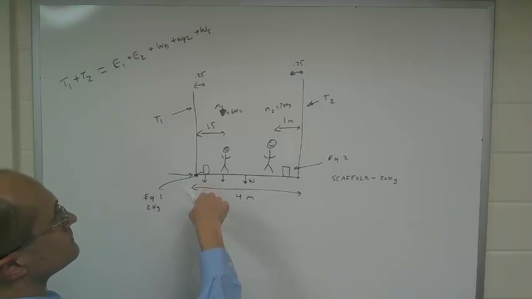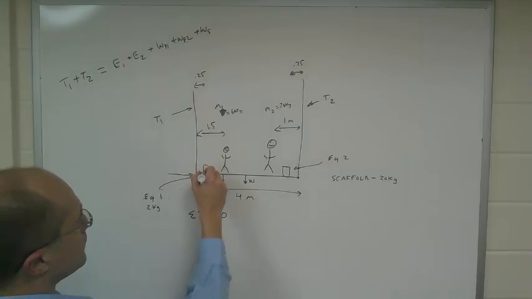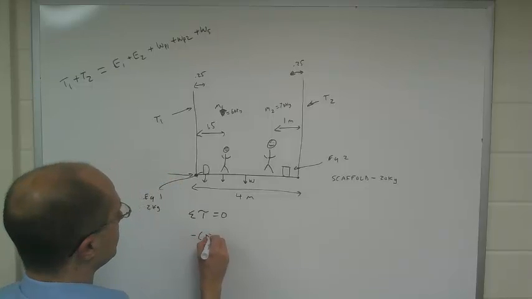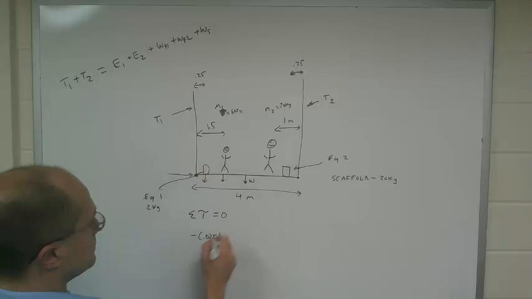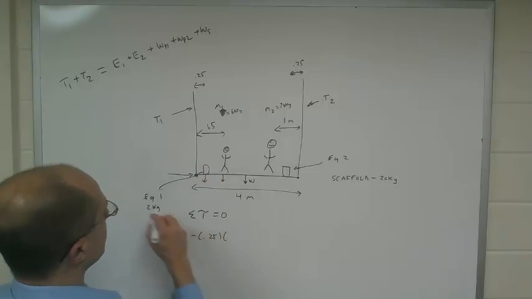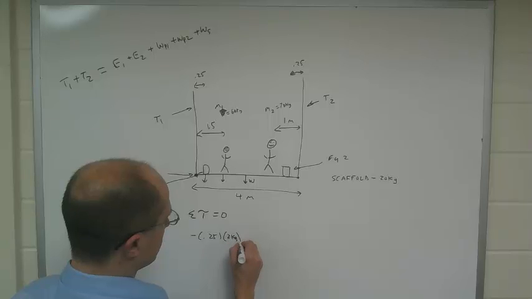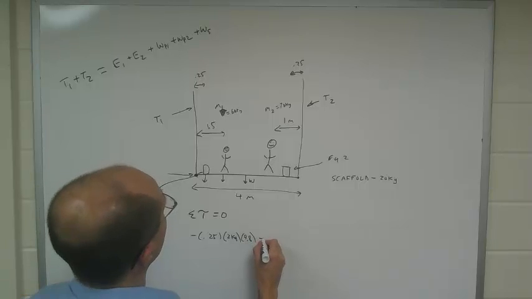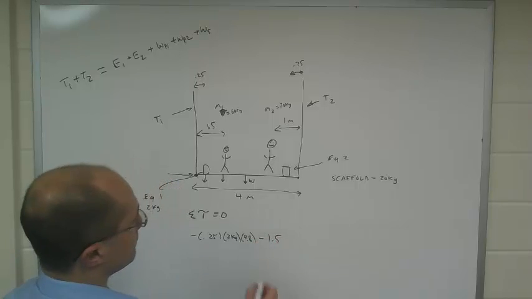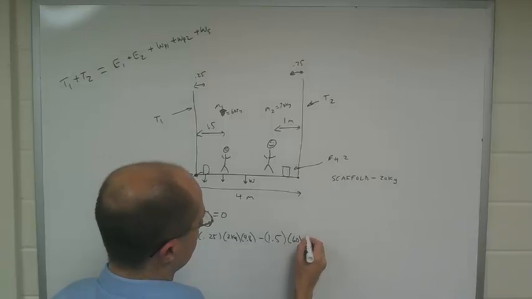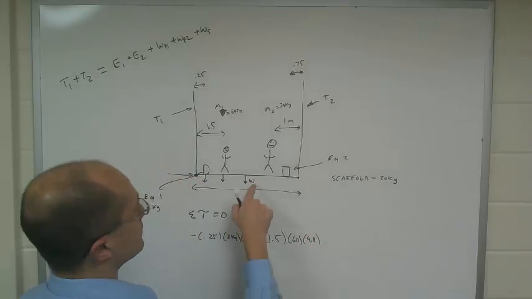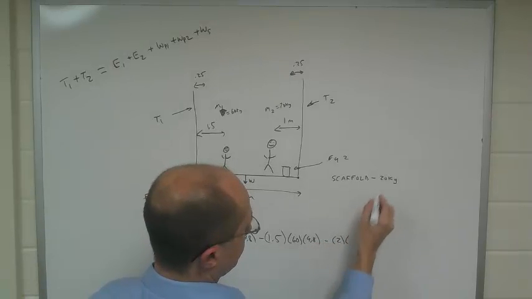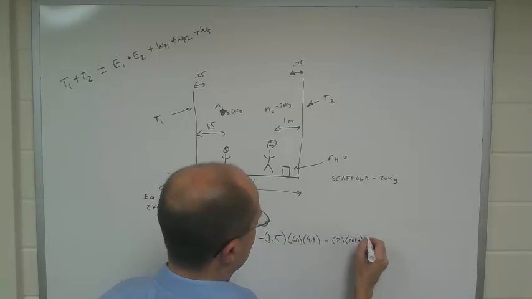About this point, equipment 1 generates a clockwise torque. So it's going to be minus 0.25, because that's how far away it is, not 0.25, just 2.5, times the 2 kilograms times 9.8. The next thing is the person, and they are 1.5 away. They have a mass of 60 kilograms, and it's 9.8. The next one is the weight of the board, and that's at 2 meters, and it had a mass of 20 kilograms, and that's 9.8.